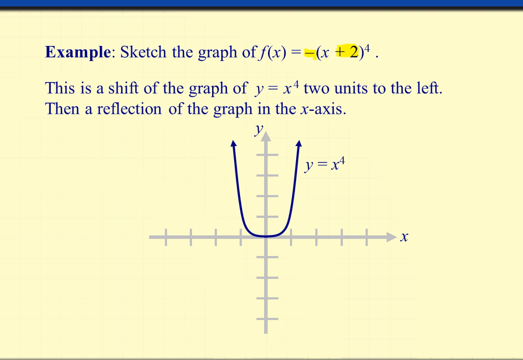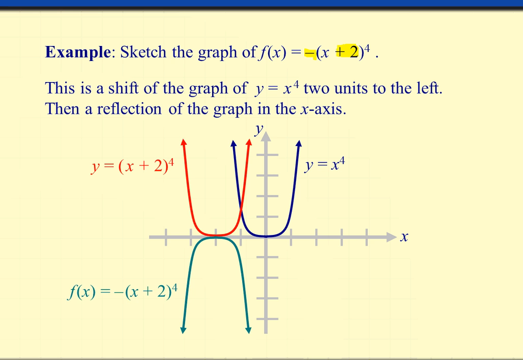So we'd start out with y equal x to the fourth. We'd shift that 2 units to the left, and then that result we would reflect in the x-axis, and that's what the final graph would look like, that green graph.